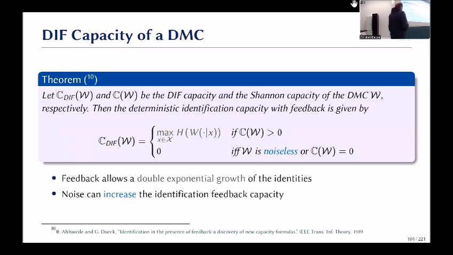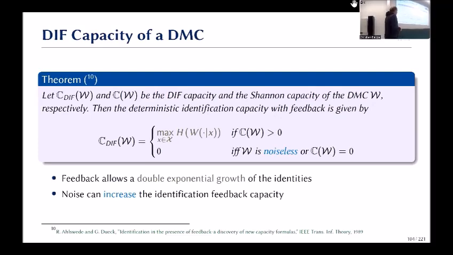The capacity is equal to the maximum of the entropy of the output distribution, if the capacity of the channel, the transmission capacity in this case, is bigger than 0. This capacity is 0 if the channel is noiseless or the capacity is 0. And we again look at the double exponential scaling. That's 2 to the 2 to the nR.